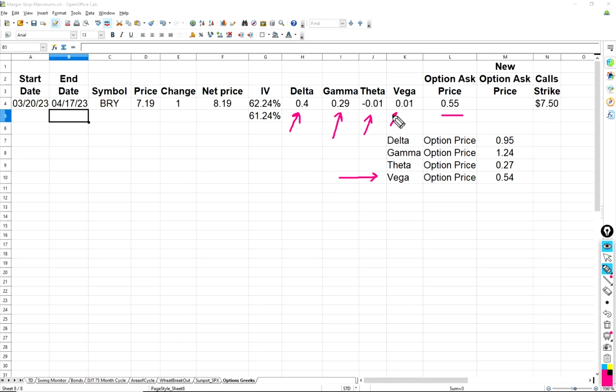So let me first define what Vega is. For every 1%, and here's where this comes in, this is percentage, 62.24%. You notice I put down below 61.24. For every 1% change in volatility, this is the sensitivity of the rate of change in volatility that will impact the option price. So we can tell, since this is 0.1, this is 1 penny or 1 cent, it's not going to have a whole lot of impact on the price at the moment.